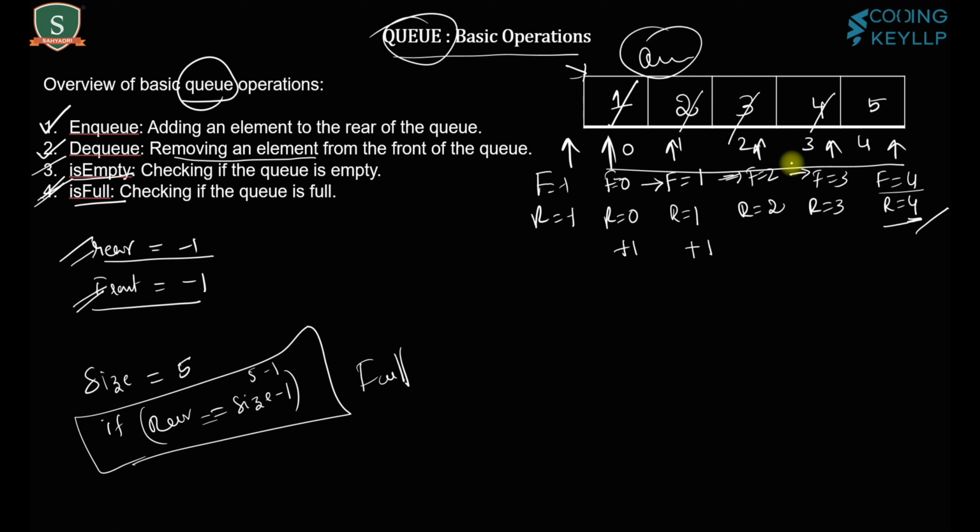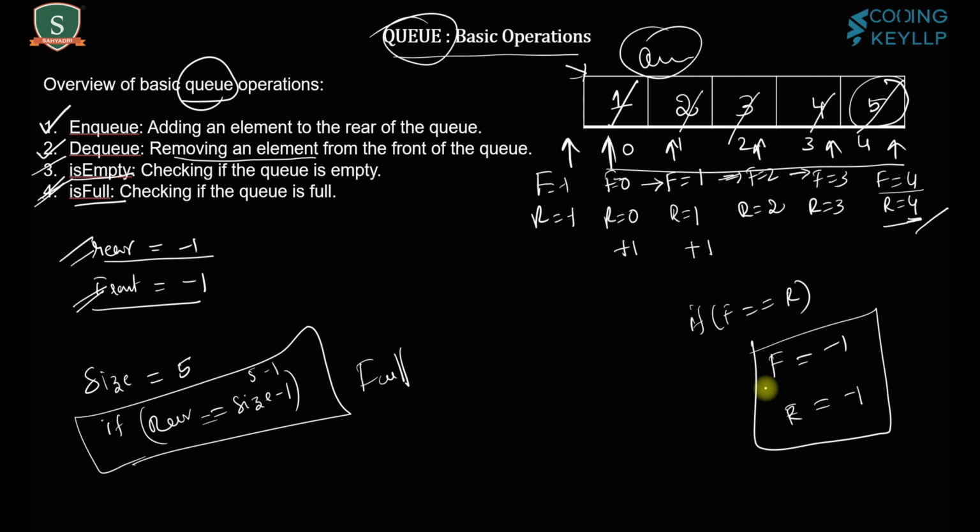There are different types of queue. For those queues the condition may differ, but here the moment both the values are equal, if front value is equal to rear value and I am applying the dequeue operation, that means I am deleting the last and only element that is there in the queue. So F value will become -1, R value also becomes -1. That indicates queue is empty.